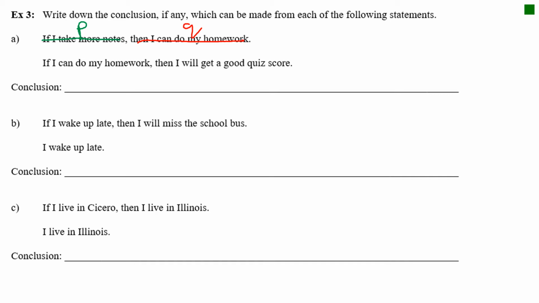All right. We move on to the second sentence. If I can do my homework, then I will get a good quiz score. Again, that statement is a conditional one because it's in the form if, then. If I can do my homework would normally be my hypothesis, which means we should give it the letter P, which we normally would. However, you can notice that that sentence is similar to the last part of the top one. Then I can do my homework. So because it's similar, we'll leave it as the letter Q. All right. Now, my new conclusion will be, then I will get a good quiz score.